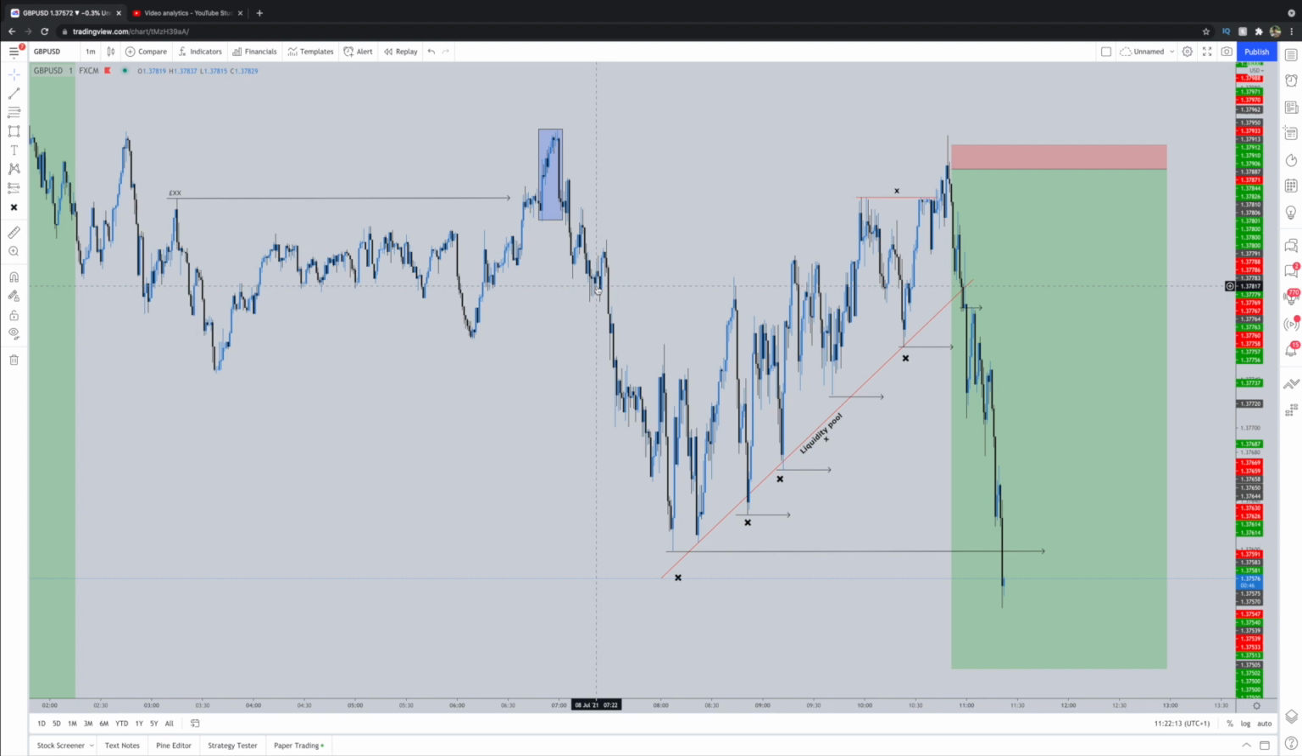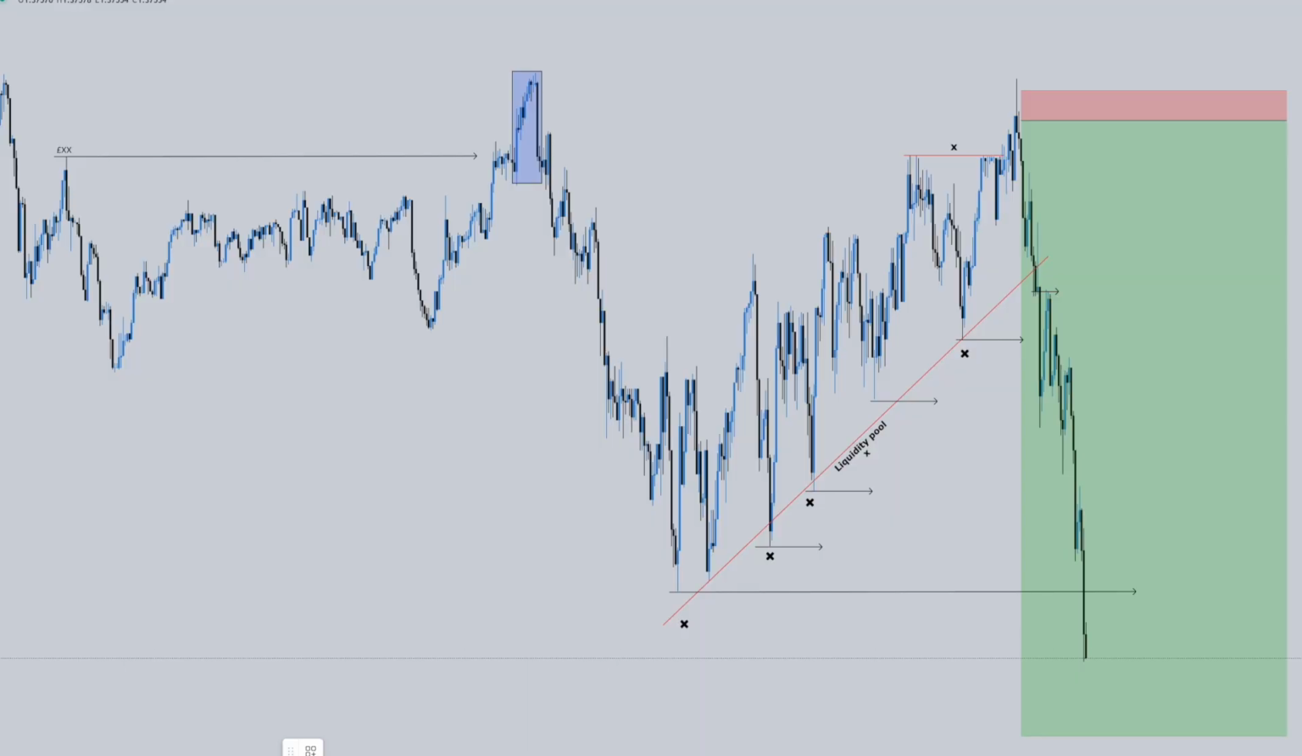Oh, this is filthy. This is absolutely filthy what they're doing to these retail traders. But anyway, guys, that's going to be the end of the video. Price is most likely going to get down to this 50 level anyway.